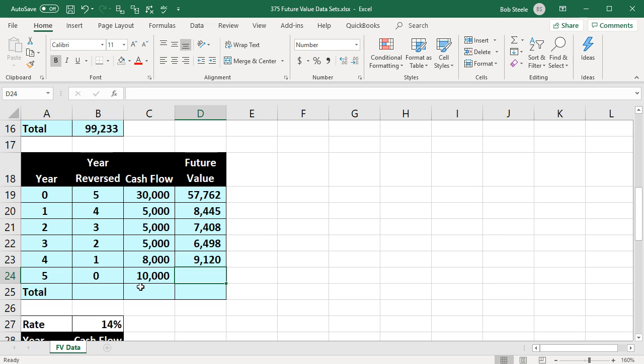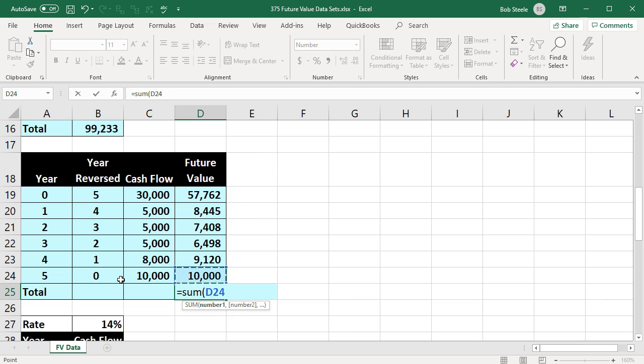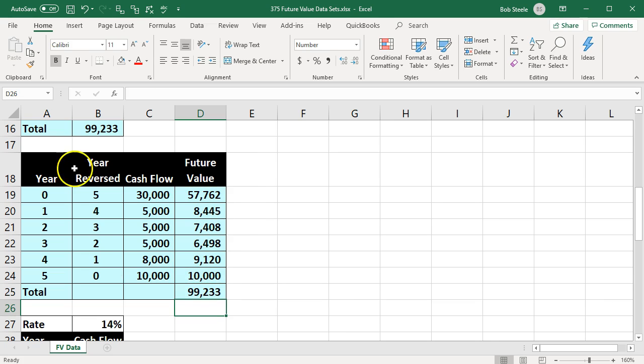And then the last one is what it is because we're at the end. We don't need to present value it because it would be at 0, so it is what it is. And now we could sum this up. And there's going to be our same 99,233. So this is just another way we could do this.